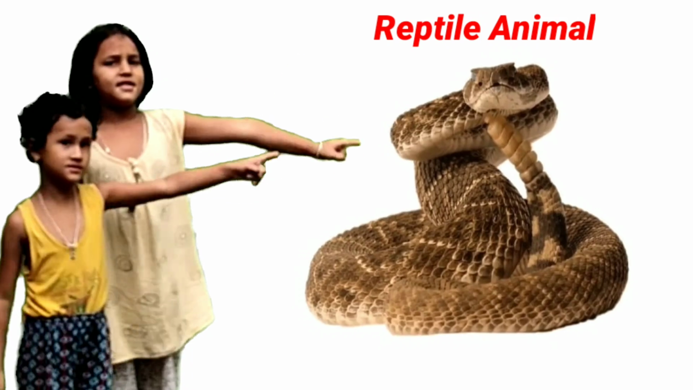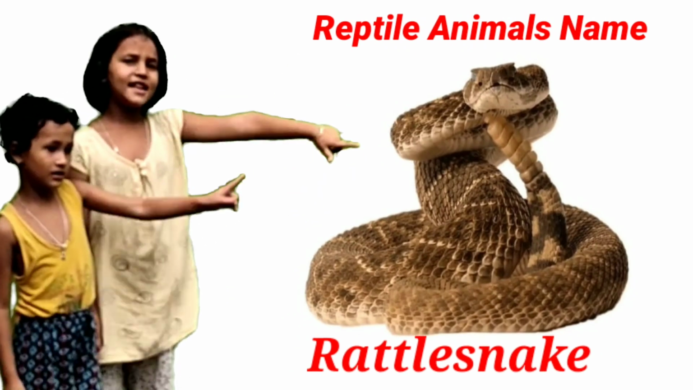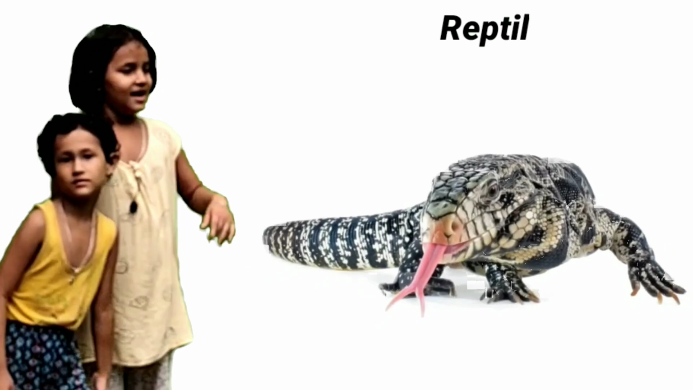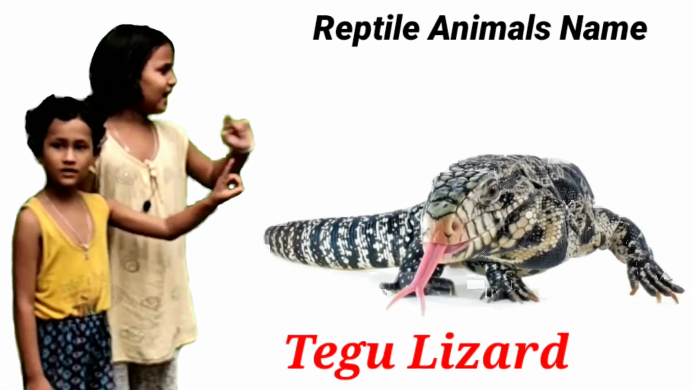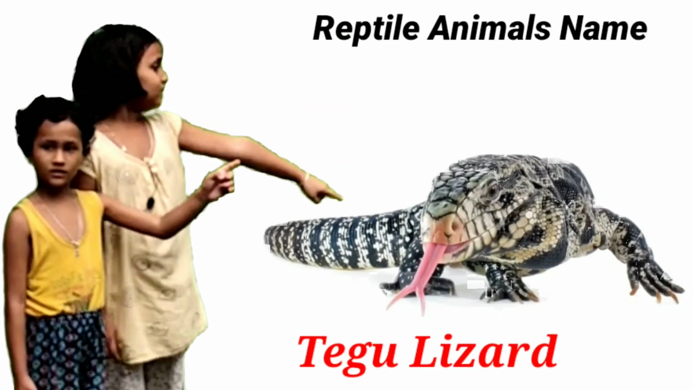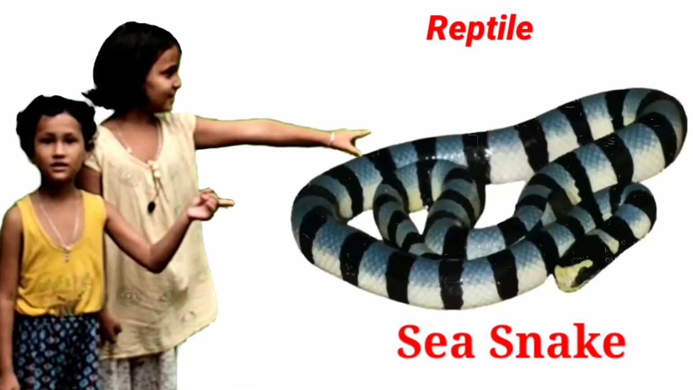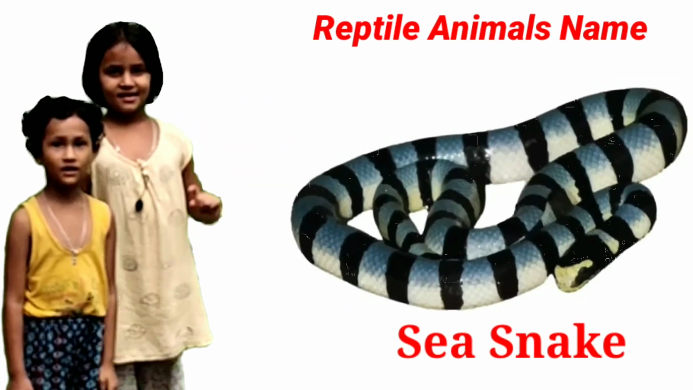This is a rattlesnake. Rattlesnake. This is a tegu lizard. Tegu lizard. This is a sea snake. Sea snake.